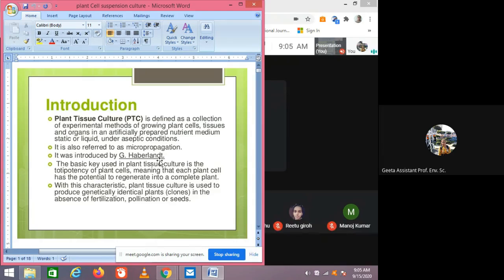The plant tissue culture we have already done. It is defined as a collection of experimental methods of growing the plant cells, tissues, and organs in artificially prepared nutrient media, static or maybe liquid, under aseptic conditions. So this process is known as micropropagation. It is the plant tissue culture. This term has been introduced by G. Haberlandt.